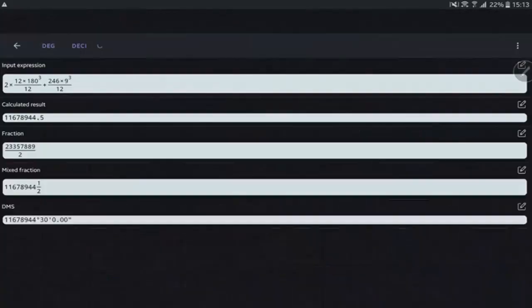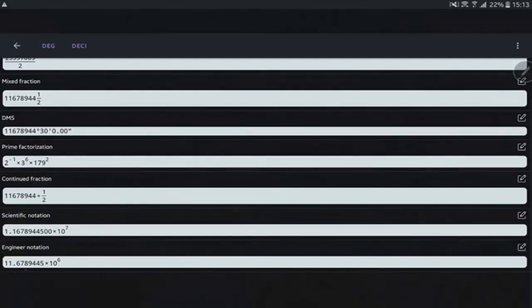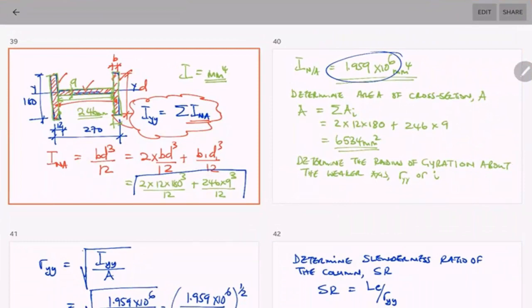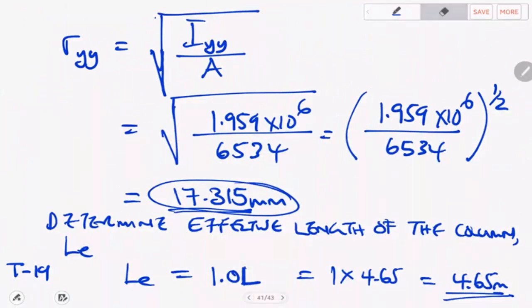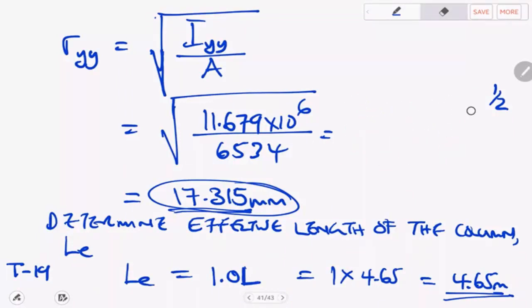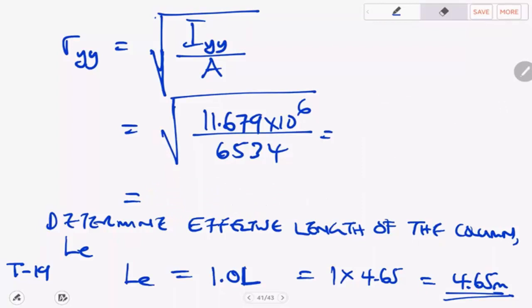Right. So if we do this, let's look at the engineering: 11.679 times 10 to the power 6. So that's where the issue is. So let's go and correct the radius of gyration, this one. 11.679. But the area, I don't think it's a problem. So let's correct that and see what's the correct value. Give us the correct value now.